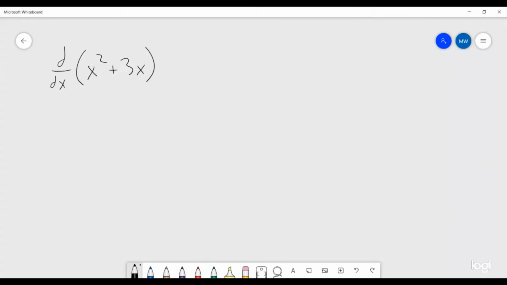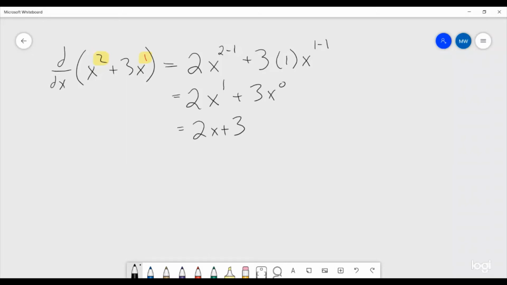So the power rule is going to tell us that this is going to bring down the exponents. So in this case, our exponent is like x to the 1 and x squared. So we're going to pull down this 2 and this 1. So we have a 2 times x to the 2 minus 1 plus 3 times 1 x to the 1 minus 1. Or in other words, this is going to be 2x to the 1 plus 3x to the 0, or just 2x plus 3. That's going to be the derivative of this polynomial.